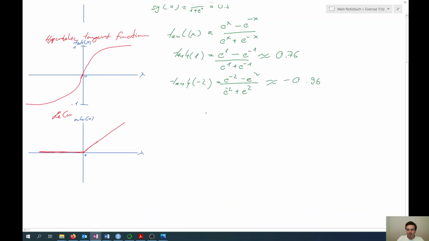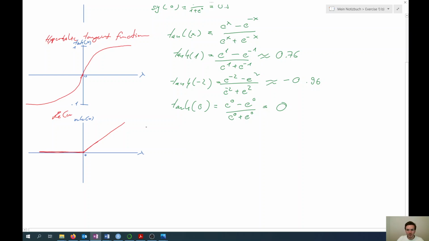And now we still have to plug in 0. And that's pretty easy, because this would be e to the power of 0 minus e to the power of 0 divided by e to the power of 0 plus e to the power of 0, and that is obviously 0.